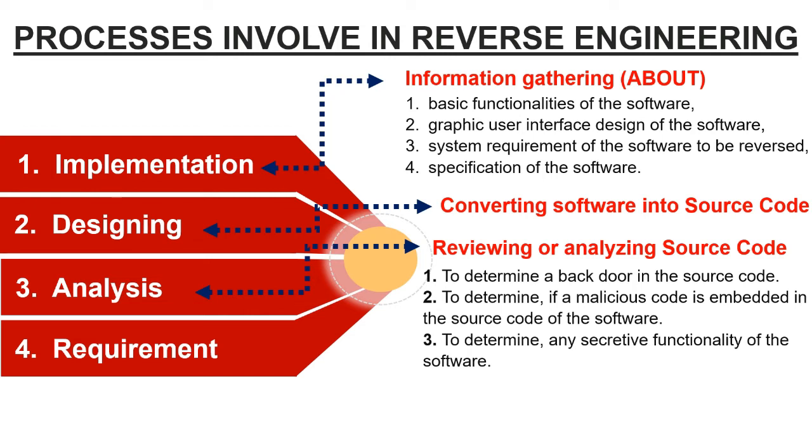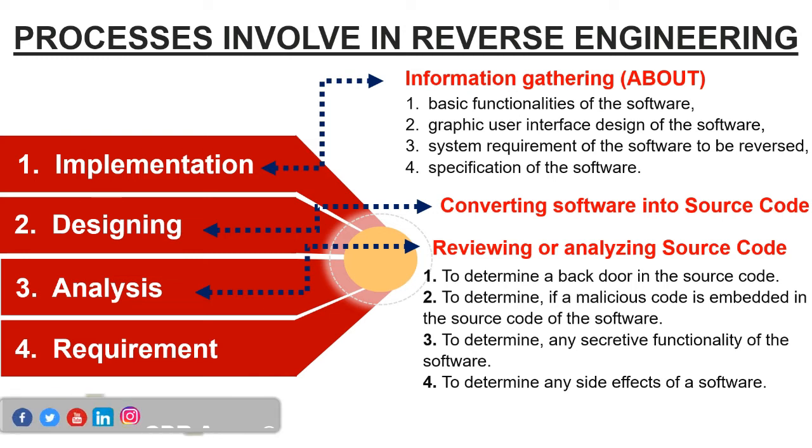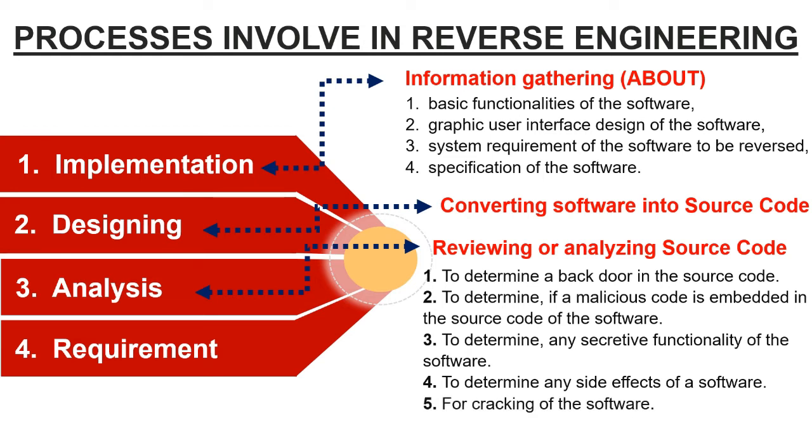Software reverse engineering is sometimes conducted if there is any existence of a side effect of a software, that is, if the software is serving as a botnet or as a keylogger. Last on the list of possible reasons for reviewing a source code or conducting software reverse engineering is to crack a software, that is, to examine the source code in order to bypass the licensing process.